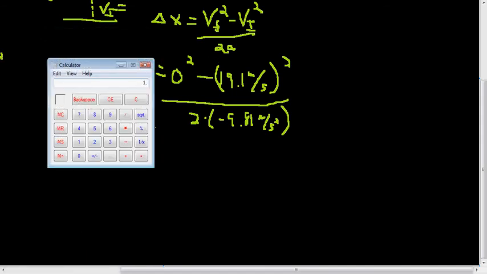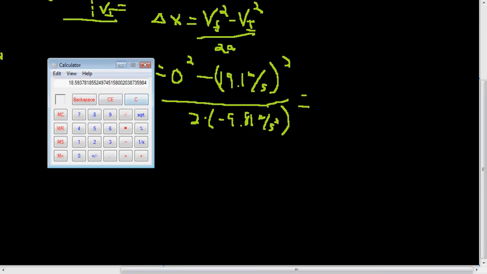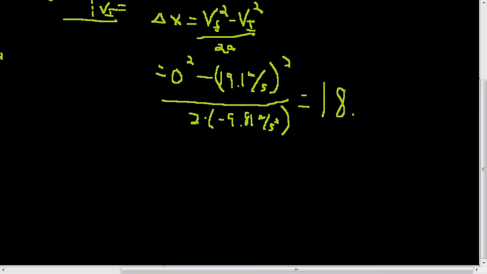19.1 squared, 19.1 times 19.1, divided by 2, divided by 9.81 is 18.59. Alright. 18.59, our units will be meters.